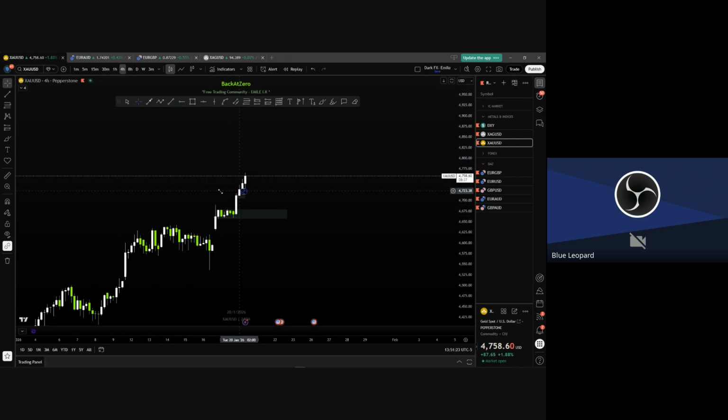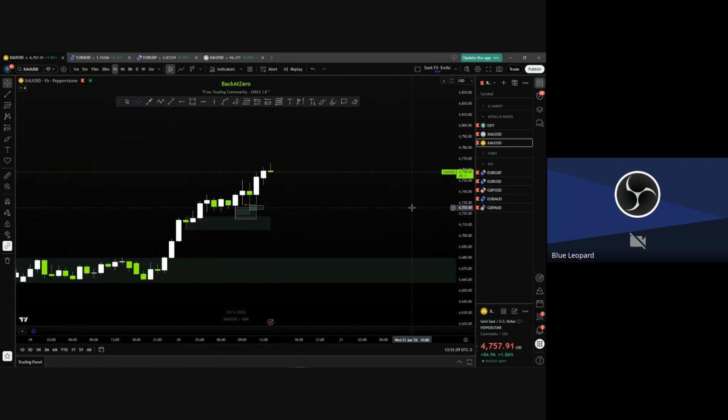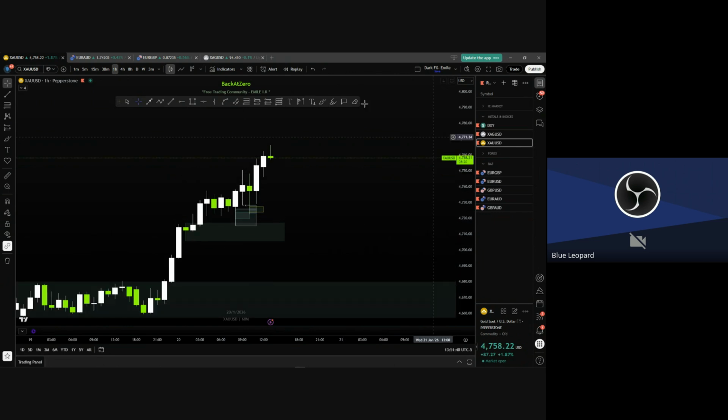On H4, you still have an engulfing, and then on H1, you have one. You see that? On H1, you have an engulfing candle. Now you have this. It's been engulfed here. This candle is where you can enter. You wait for price to come and retest. You put an alert here.